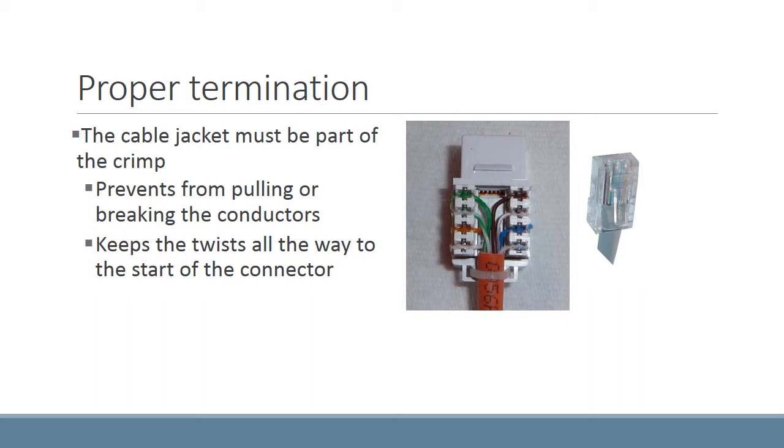In an approved cable termination, the cable jacket must be part of the crimp. This prevents pulling or breaking of the conductors. It also keeps the twist all the way to the start of the connector.